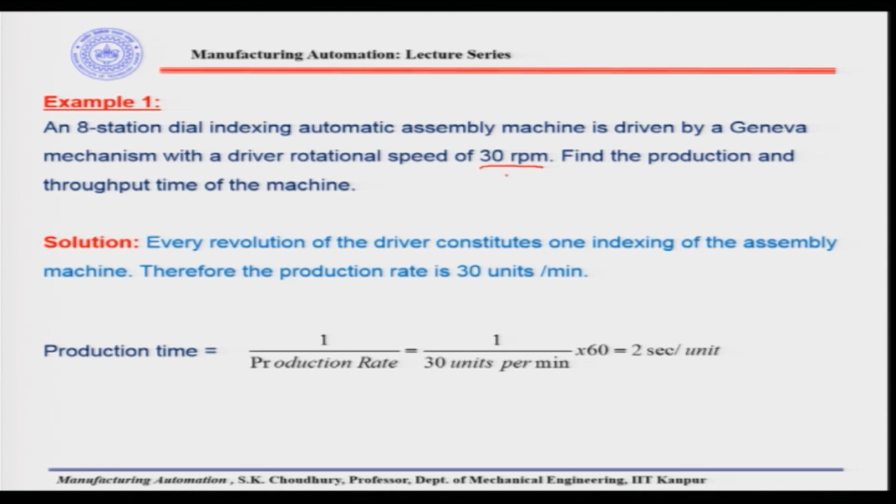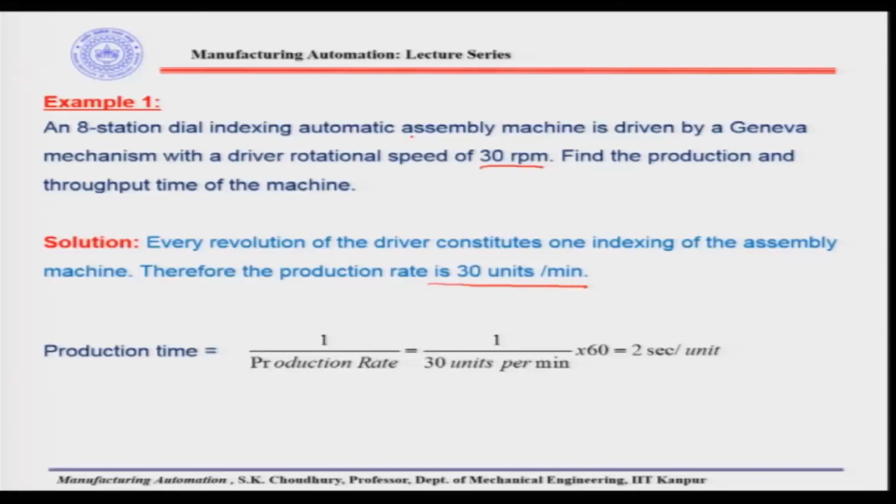So, therefore, if it is rotating at 30 revolutions per minute, that means the production rate will be 30 units per minute, because each time it is indexing, there is one assembly or one product which is coming out. Here it is an assembly machine, therefore, one complete assembly will be coming out in one indexing. So, in 1 minute it will be 30 units; directly you can find out by knowing the driver rotational speed of the Geneva mechanism.